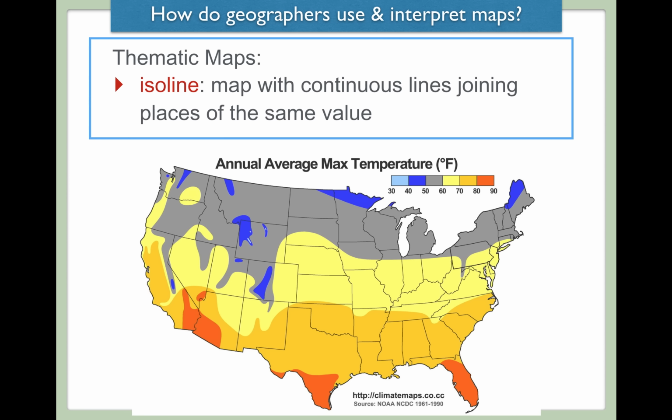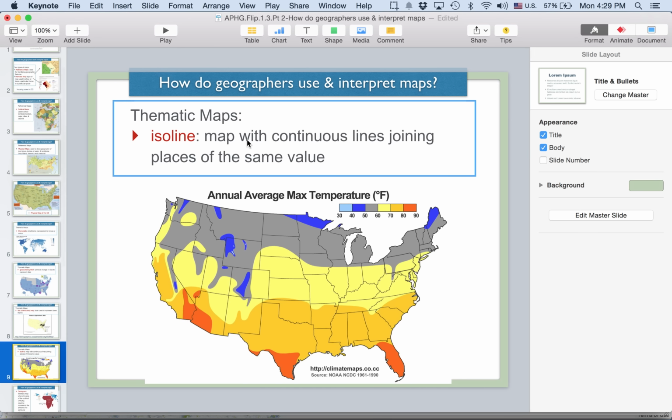Another type of thematic map is called an isoline map. I'm going to read you the definition and then we'll talk about what that means. It's a map with continuous lines joining places of the same value. In other words, you're encompassing or encircling an area where everything is the same. This is primarily used for weather. When you're showing these lines here, the area in light yellow, for example, is encircled, it's encompassed with those lines.